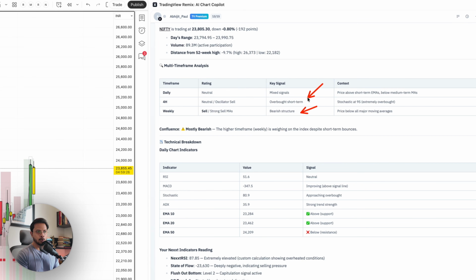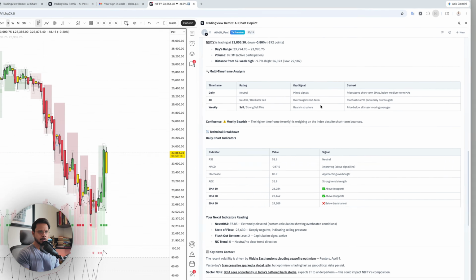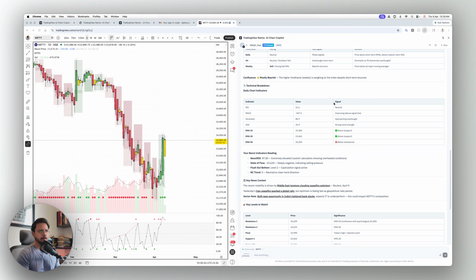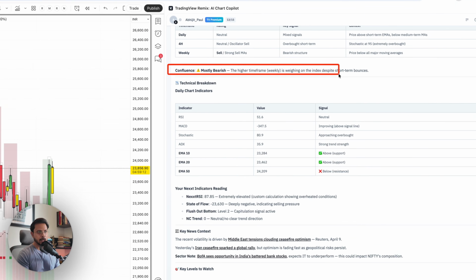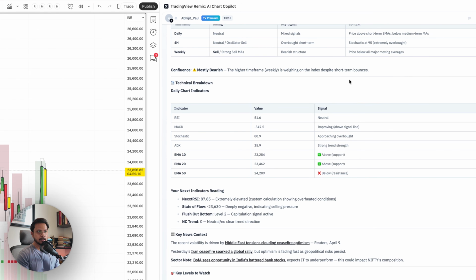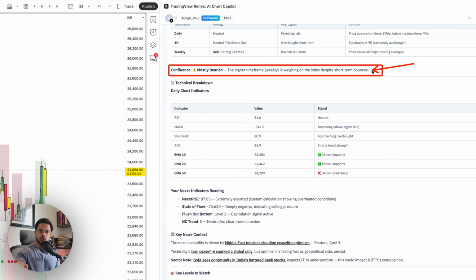4 hour is an overbought short term because yesterday was an 800-point move for the Nifty. So of course, 4 hour charts have gone overbought. So it's doing okay. It's not a problem. For a starter, I think that's completely fine. The confluence is mostly bearish. The higher time frame weekly is weighing on the index. I like this. I like this line, and it's kind of giving weightage and importance to the higher time frame.